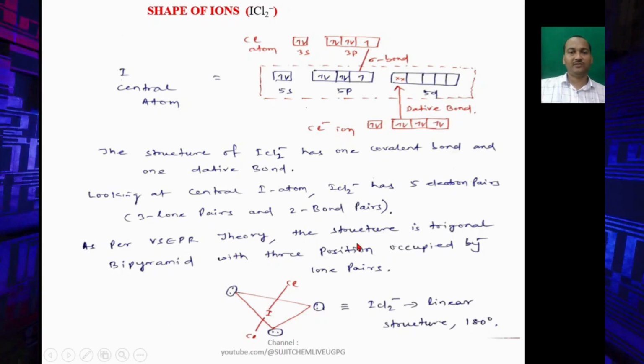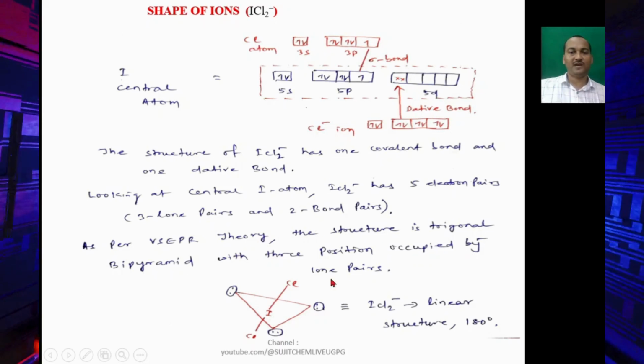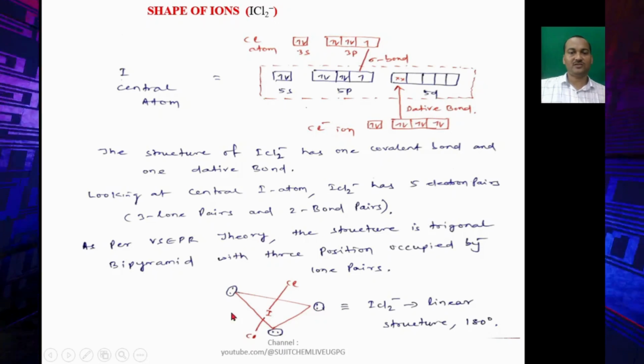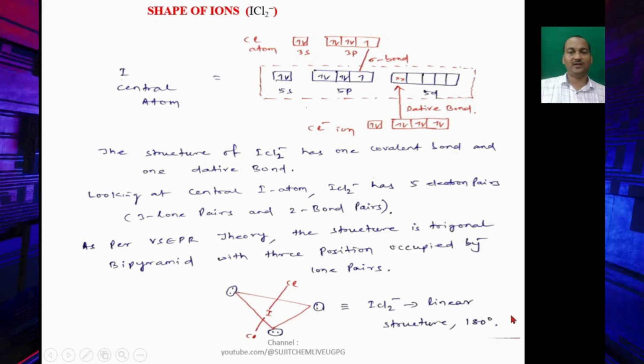So as per VSEPR theory, the structure should be trigonal bipyramid with 3 positions occupied by lone pairs. So this is the structure of ICl2 minus. Hence it is a linear structure and the bond angle is 180.